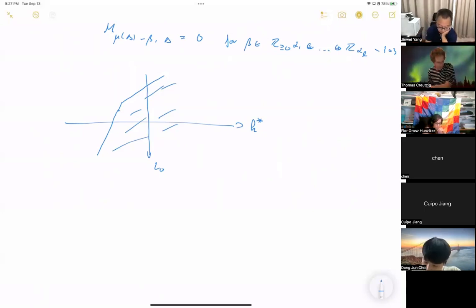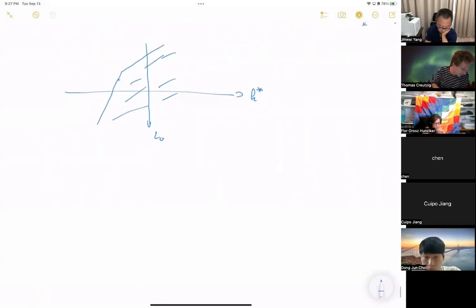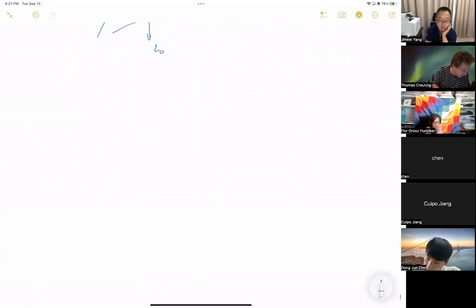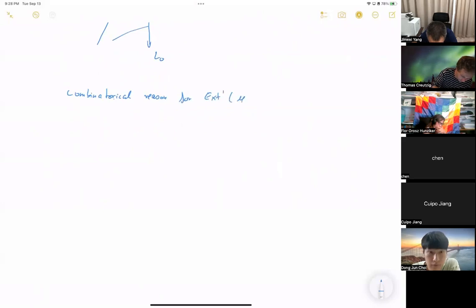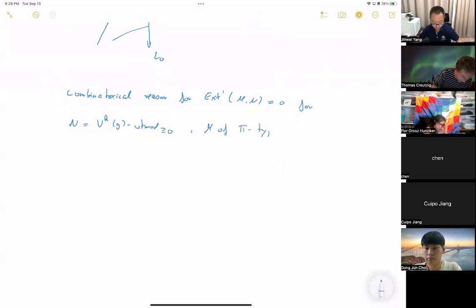Now, and really, you want to imagine this with this picture, because what do you want? Why is this interesting? Because this gives you a combinatorial reason, in fact a very simple combinatorial reason, for the vanishing of Ext^1 if N is a lower bounded module, and M is of pi type. Why is this?